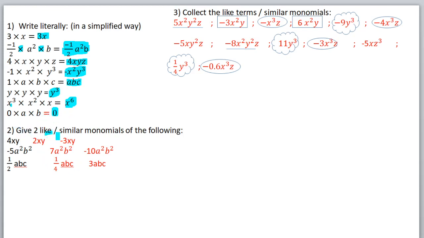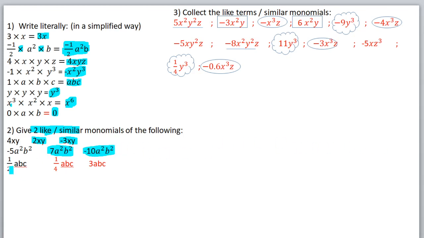Give two like or similar monomials. For example, the question in black is 4xy. So give any other two like monomials: 2xy, minus 3xy, 7xy, 11xy. Never look at the coefficient, just look at the variables. Minus 5a squared b squared: you could give 7a squared b squared, minus 10a squared b squared.